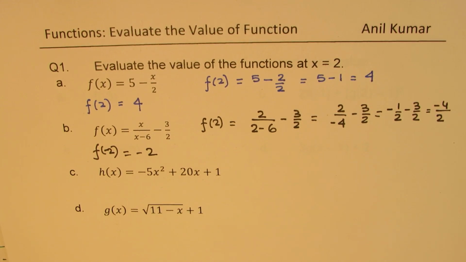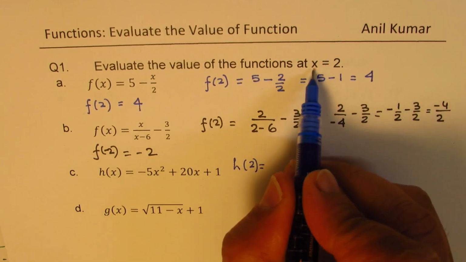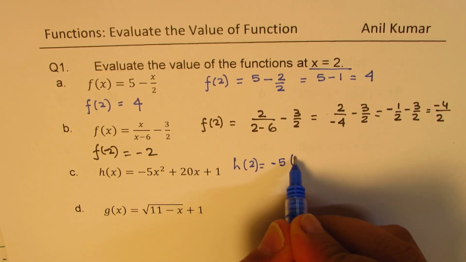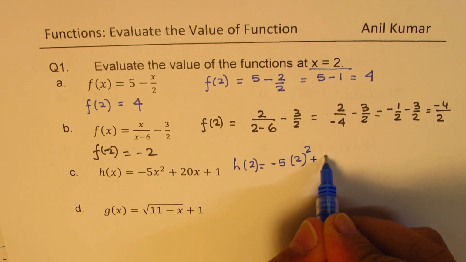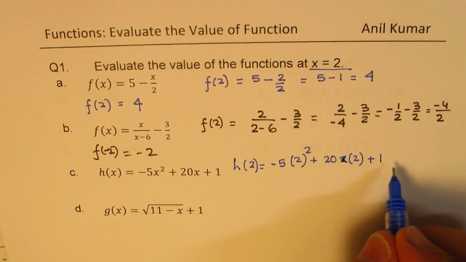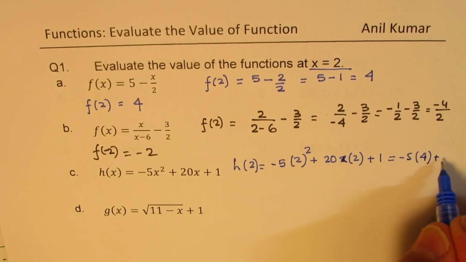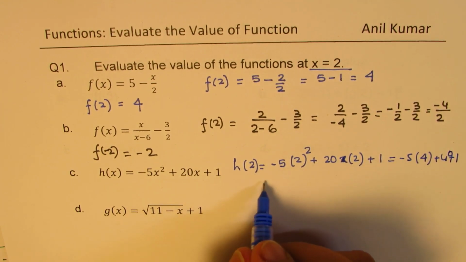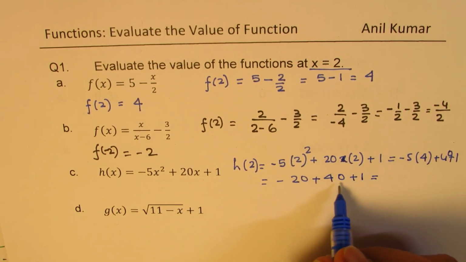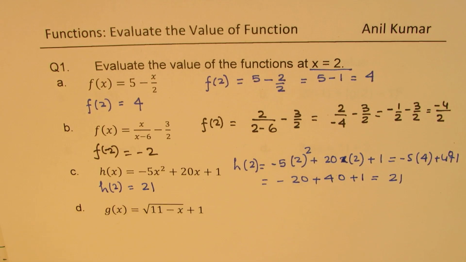The next one here is h of x equals to all this. We'll again substitute the value of x as 2. When I'm saying x equals 2, it means simply substitute the value of x as 2 and evaluate, correct? You may need a calculator at times, so you may use it for some of the questions. So replace x with 2, and then evaluate. What we get here is minus 5 times 2 squared, which is 4, so minus 20, plus 20 times 2 is 40, plus 1. So minus 20 plus 40 is 20, and 1 is 21. So we get h of 2 as equal to 21, clear?